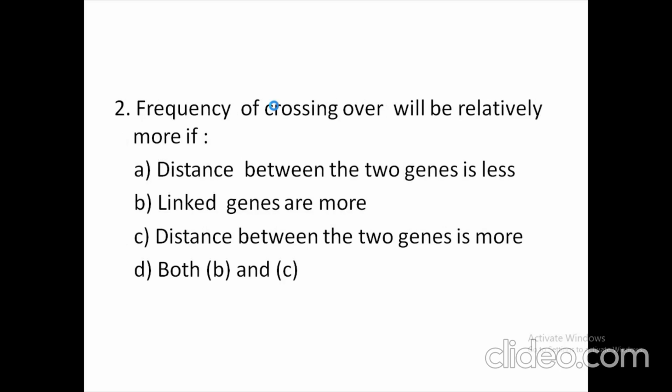Now question number 2. The frequency of crossing over will be relatively more. The frequency of crossing over is nothing but the recombination percentage. If the distance between the genes is less, then those genes are linked, and the frequency of crossing over will be less. If the linked genes are more, then also the frequency of crossing over will be very less. And the frequency of crossing over will be relatively more if the distance between the two genes is more. This is true. If the distance is more, then the frequency of recombination is more, that is, the frequency of crossing over is also more.